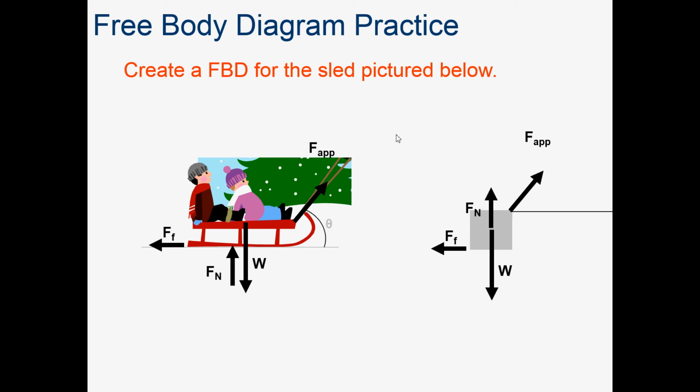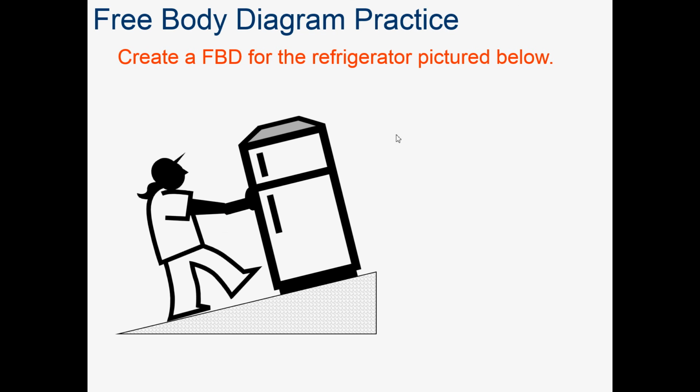All right, so the children and their sled, we've got these basic 4 forces here on them. It's not always going to be 4 forces. It depends on the situation. And since the one is at an angle, we do want to put what the angle is.